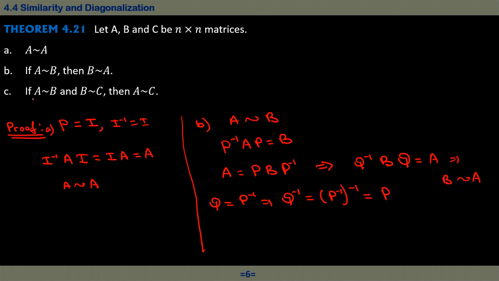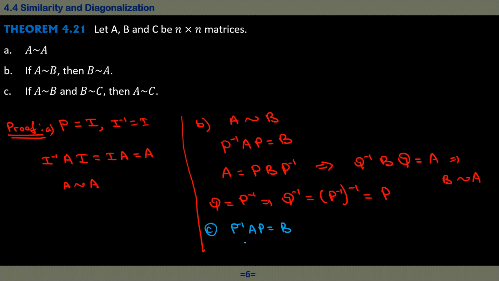In a similar way, you can also prove the third part C. Here we need to follow two steps. It says that if A is similar to B and B is similar to C, then we should show that A is similar to C. I will leave this as an exercise to you. Very similar steps, you just need to take two steps like this. For example, starting here, A is similar to B means we have P inverse times A times P is equal to B.